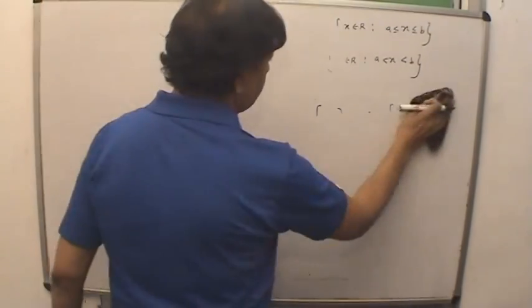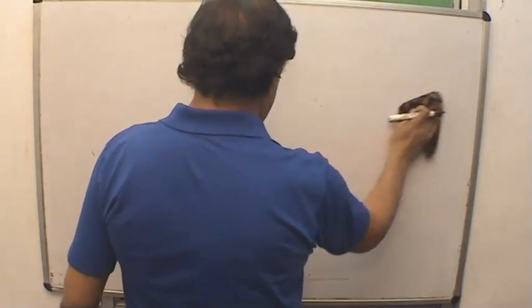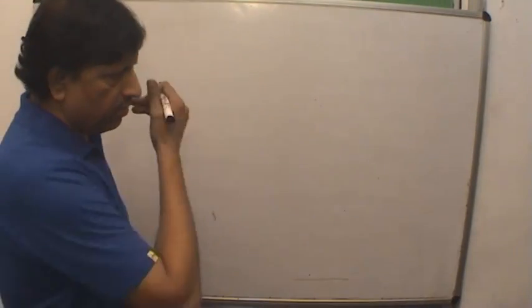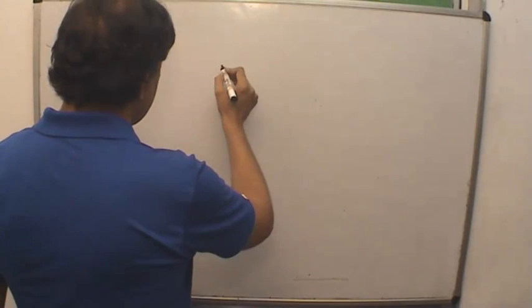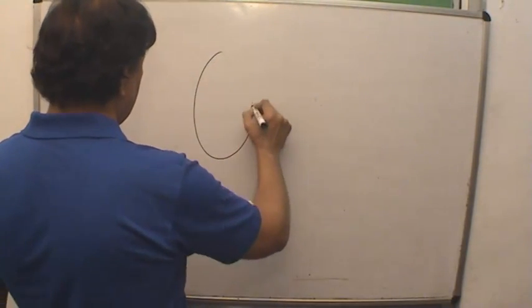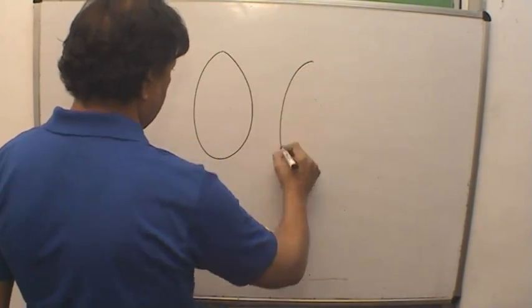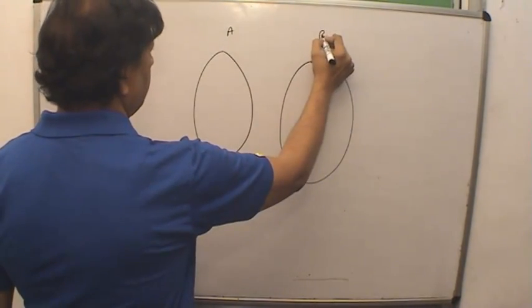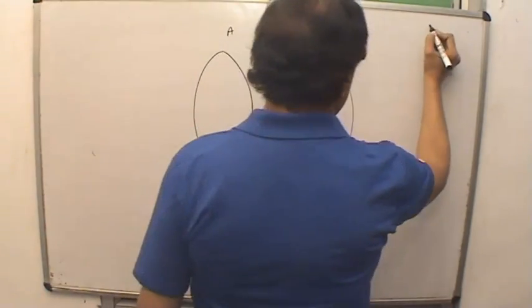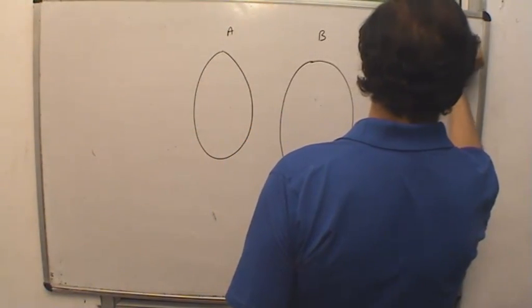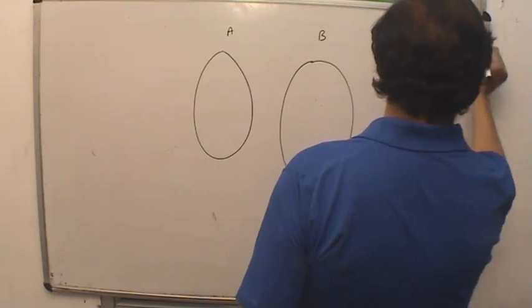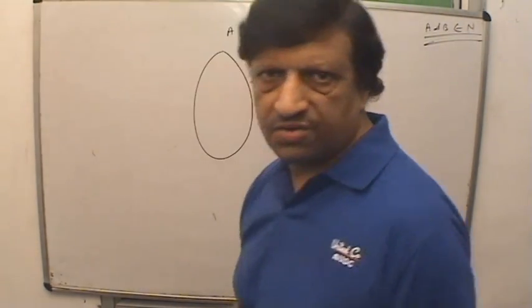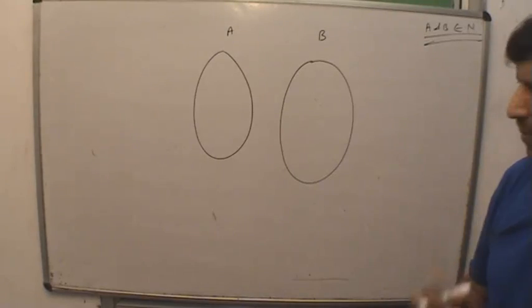Let us understand that a function is, we can say, also an image, maybe the image of a relation. For understanding the relation, let us consider these two sets, say A and B. Both A and B belong to N. N is the set of the natural numbers.